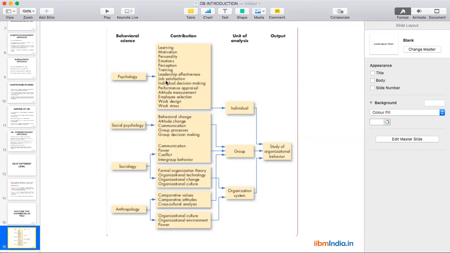Okay. Now, the first behavioral science approach which we'll discuss is psychology. Okay. I think if you remember in the last class, we discussed the psychology part. What do you mean by psychology?